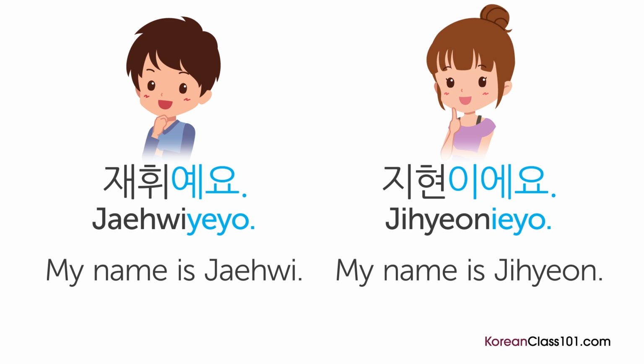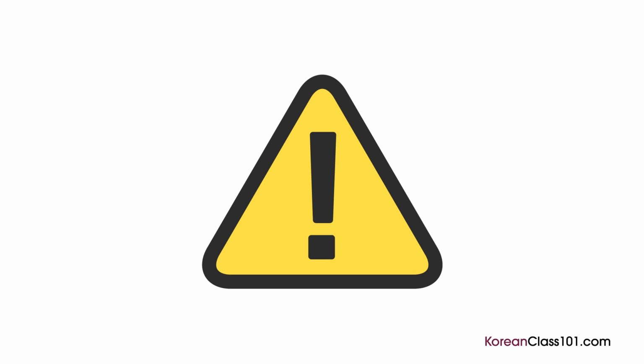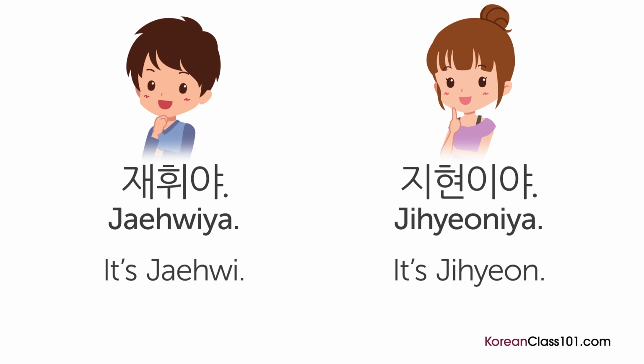This is the most common way to introduce yourself. The last version is really casual, so be careful when you use it. Again, the ending depends on whether your name ends in a vowel or consonant. With my name, Jae-hwi, I'll use the 야 ending. Therefore, the whole phrase would sound like 제휘야. For the name I mentioned before, Jihyun, she would use the 이야 ending, so her introduction would sound like 지현이야.